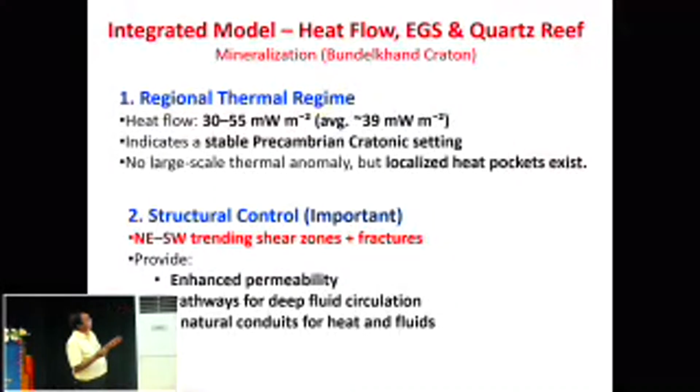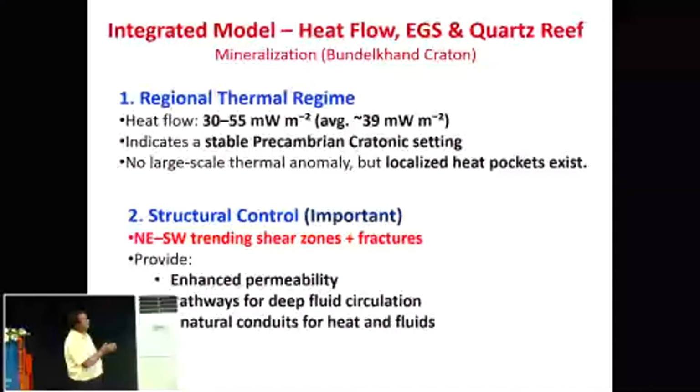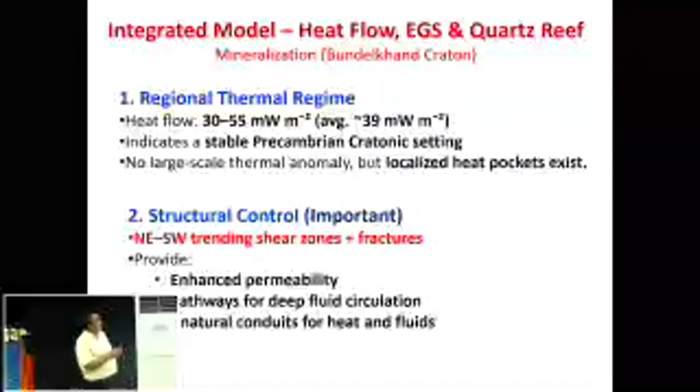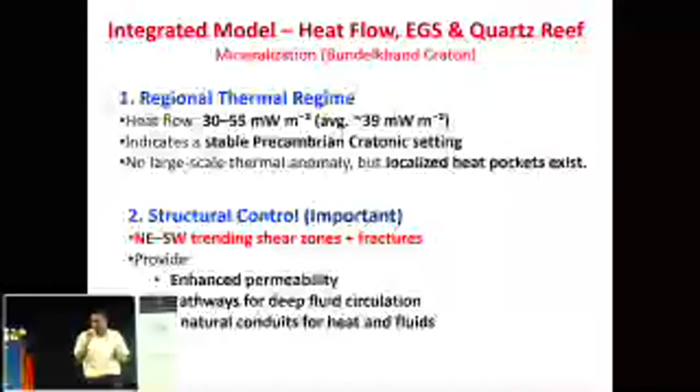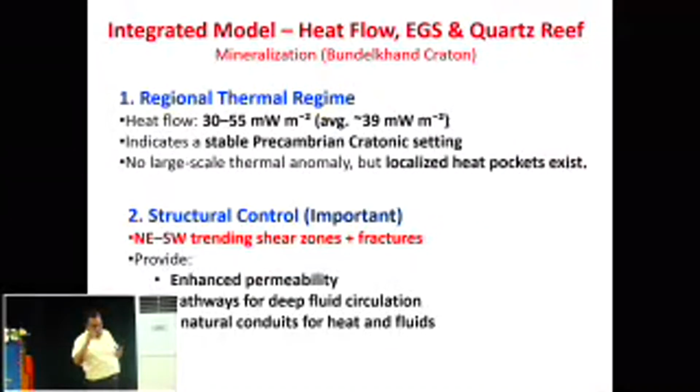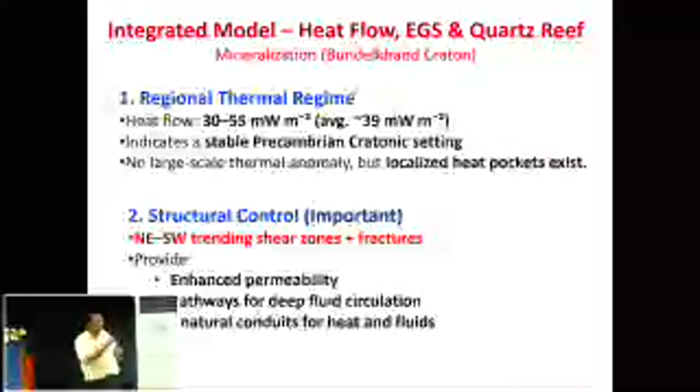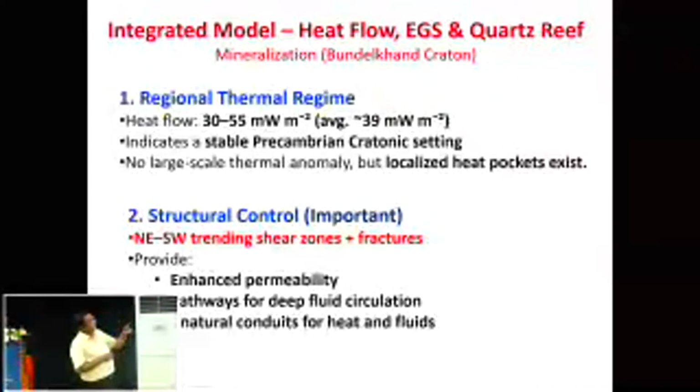Today in the Bundelkhand, we have the heat flow 30 to 55, average is 39. In continental setting, thermal anomalies, but we have observed the local heat pocket existing in the Bundelkhand. That is important. In the biotite granite, we have a different kind of heat production. In the pink granite, we have a different heat production, or even within that, we have heat production variation. This indicates the localized heat production existing in the Bundelkhand.